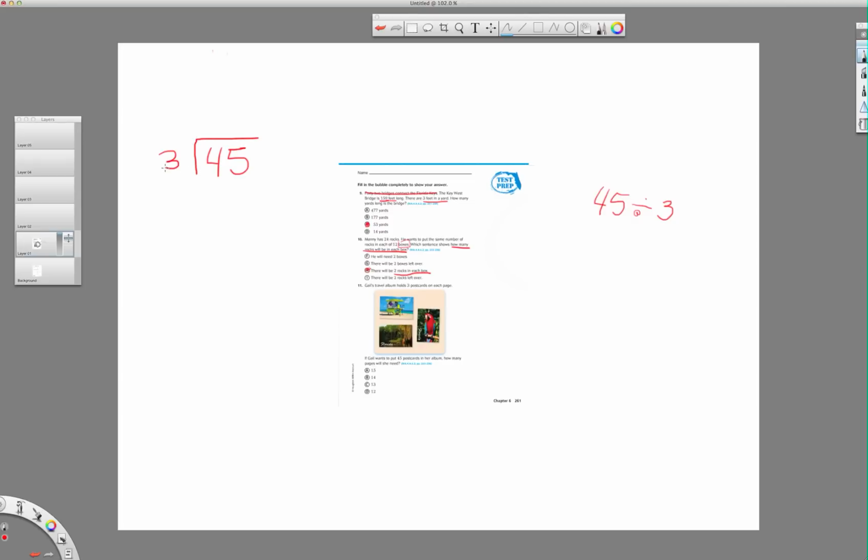45 divided by 3. I ask myself, how many times does 3 fit into 4? It fits in 1 time. 1 times 3 is 3. So when I subtract 4 minus 3, I have a 1. I bring down my 5, and I ask myself, how many times does 3 fit into 15? 3 fits into 15 5 times. 5 times 3 is exactly 15. So when I subtract 15 minus 15, I have 0 remaining. So my answer is 15, A.